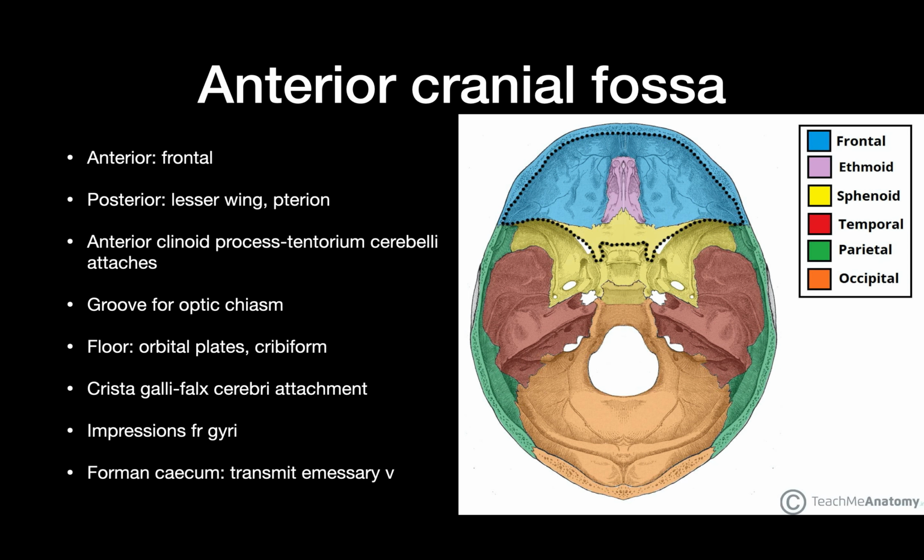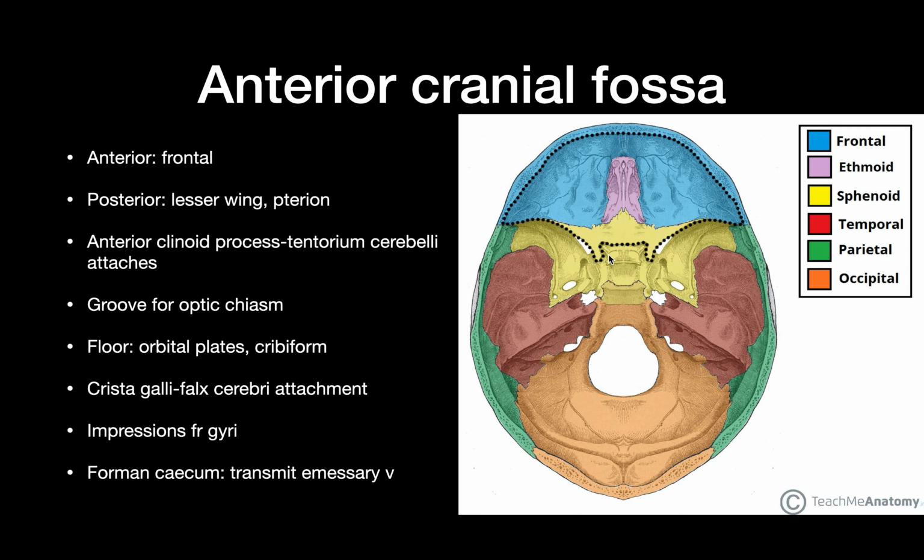So this is the anterior cranial fossa and is bounded by the frontal bone and the lesser wing of the sphenoid along with the pterion. And the anterior clinoid process is where the tentorium cerebelli attaches. It's a big ligament that separates the cerebellum from the occipital lobes.